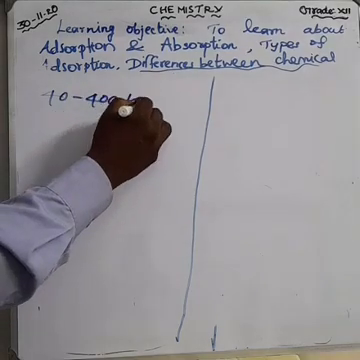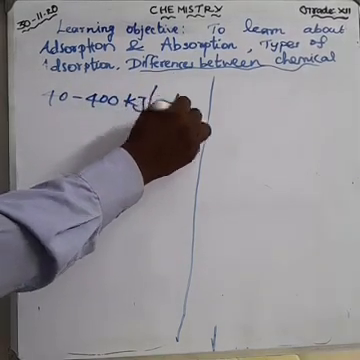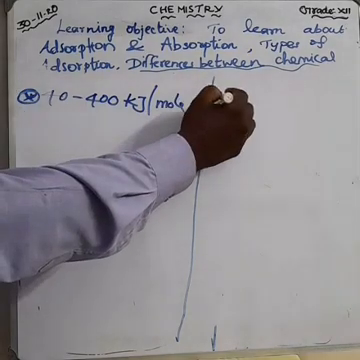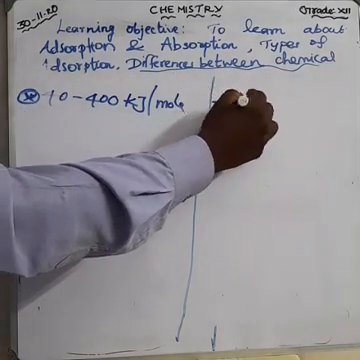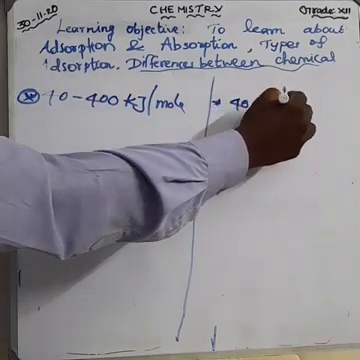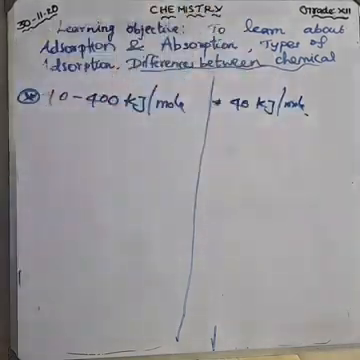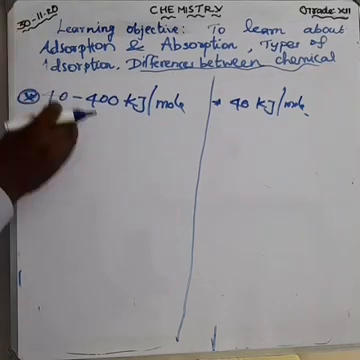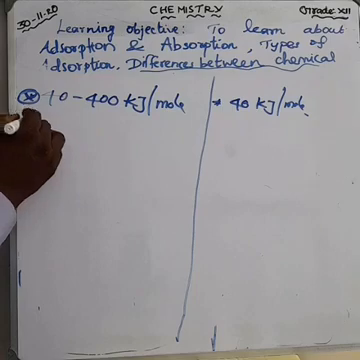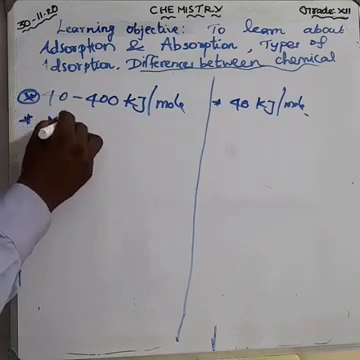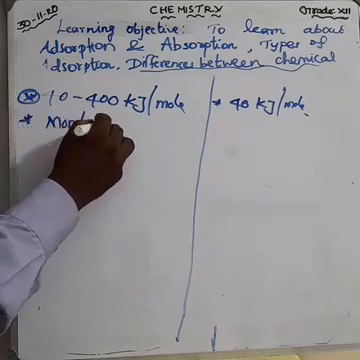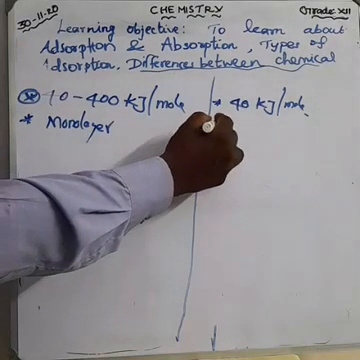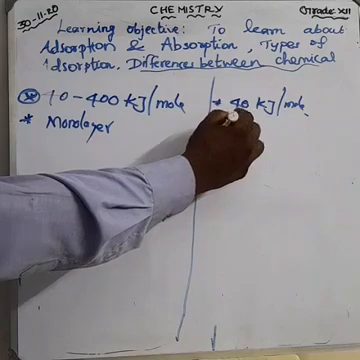400 kilojoules per mole. Don't forget the value about the chemical adsorption. Here, only 40 kilojoules per mole, about the physical adsorption. And next point is about having only one layer, which we call a monolayer, in chemical adsorption. The physical adsorption has multi-layer.